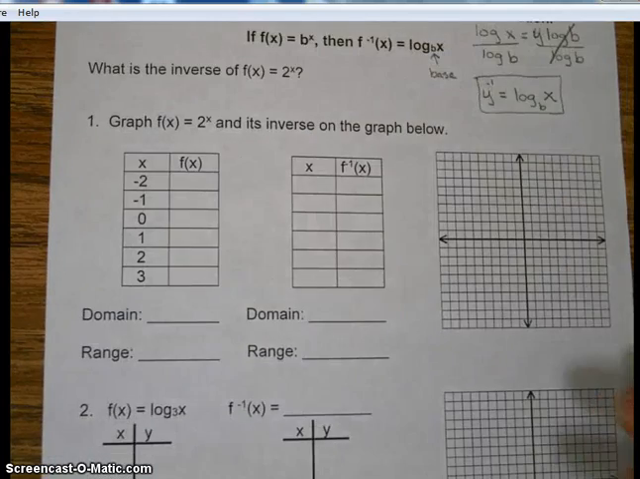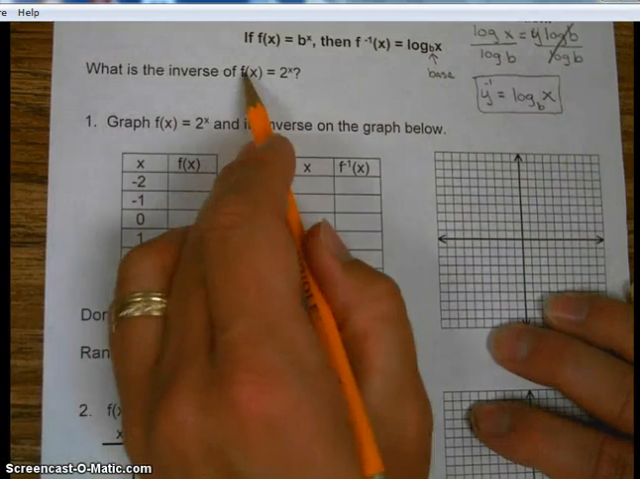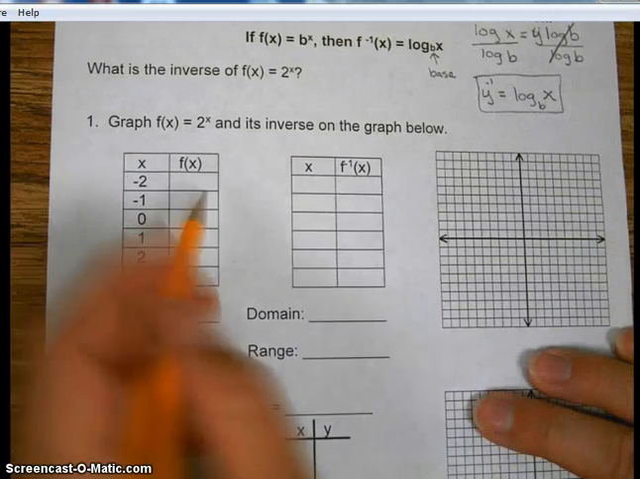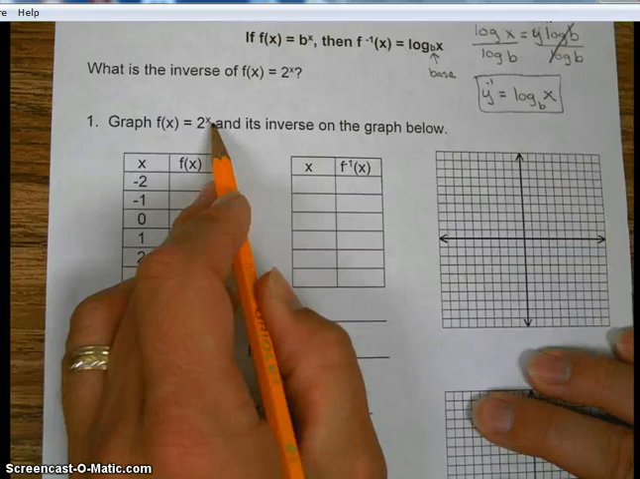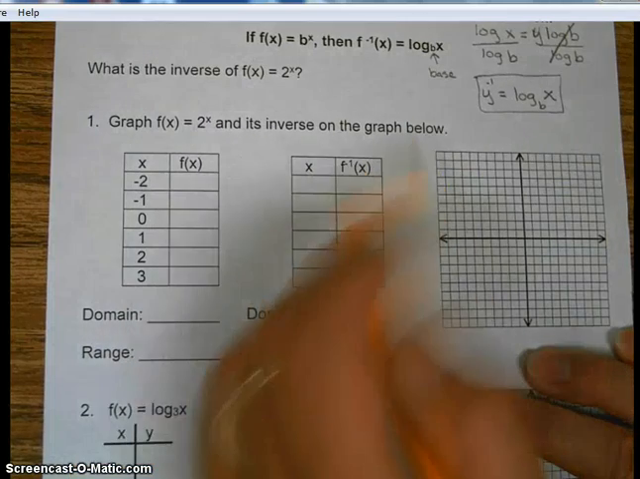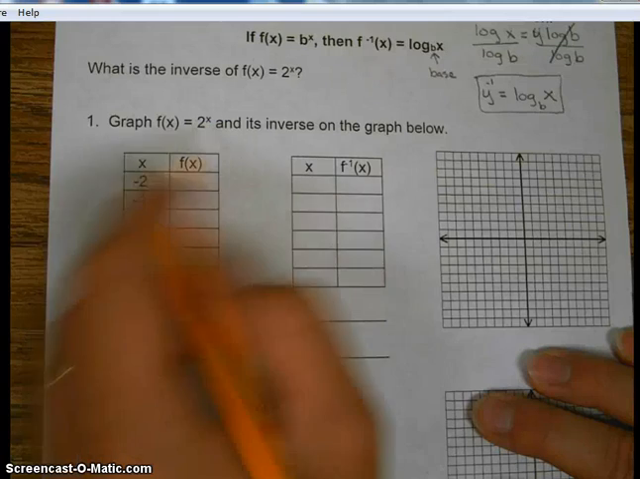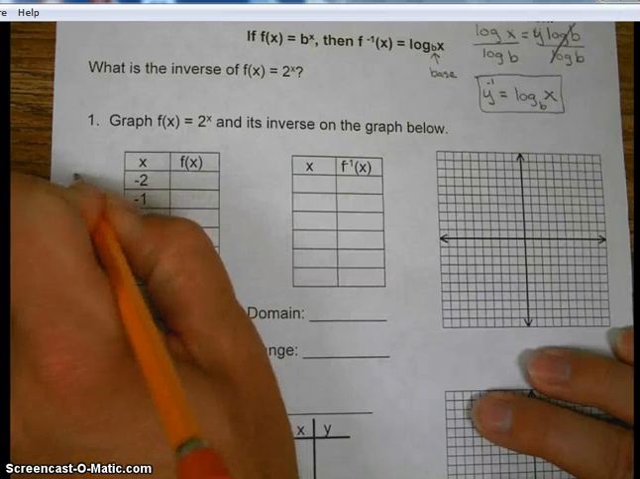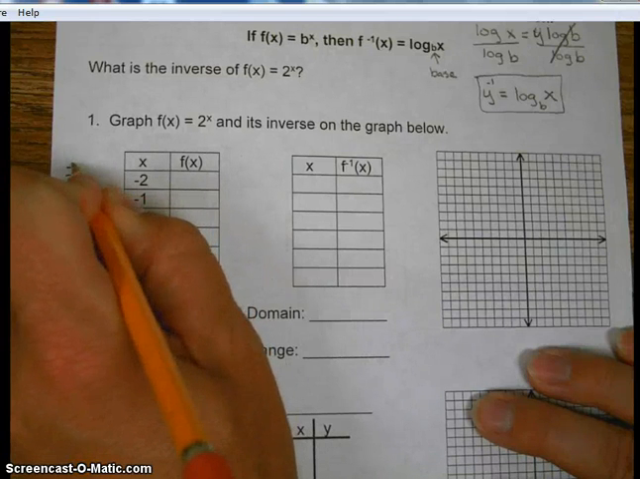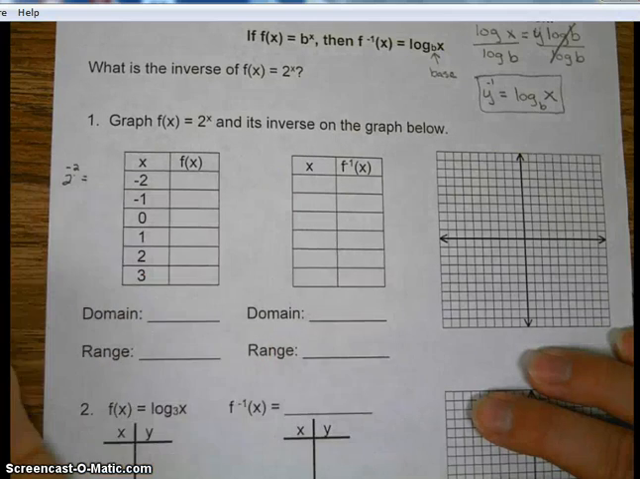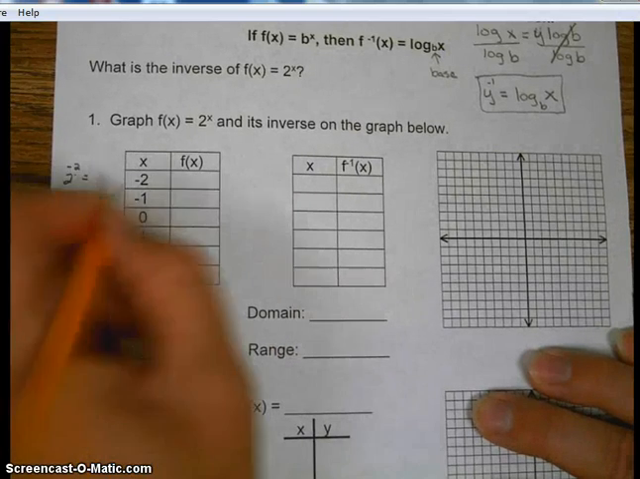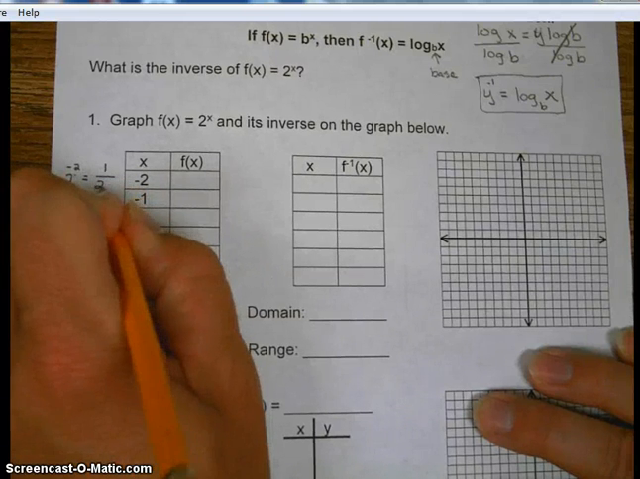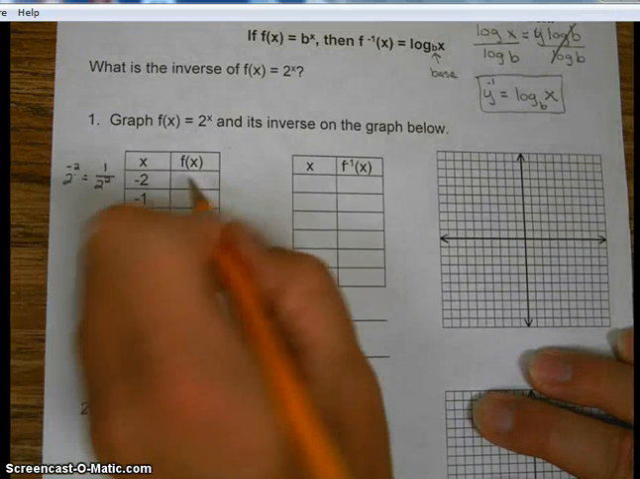Okay, let's take a look at some examples. What is the inverse of f of x equals 2 to the x? So first thing we're going to do is graph 2 to the x power and its inverse on the graph below. Alright, so we have 2 to the negative 2 power. So let's do the work right over here. 2 to the negative 2 power. Since we have a negative exponent, we need to put that in the denominator. So we're going to have 1 over 2 squared, which is going to be 1/4.